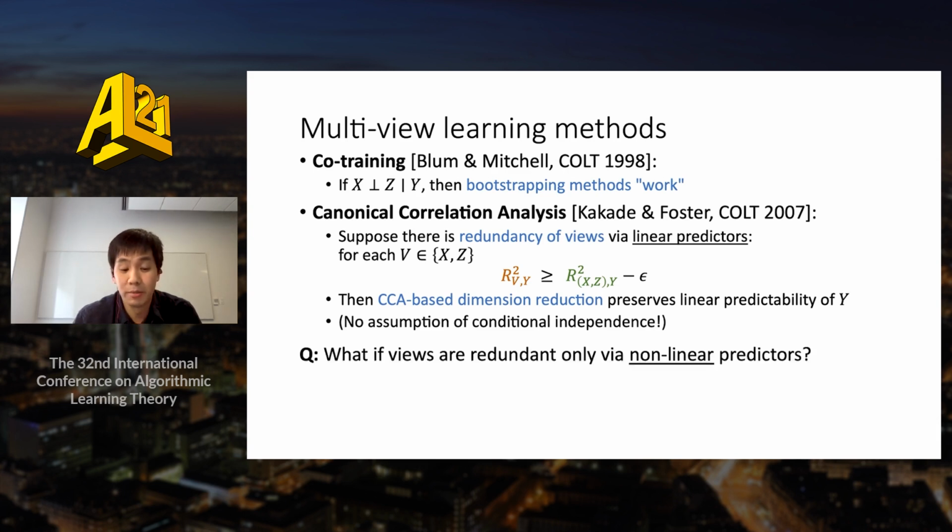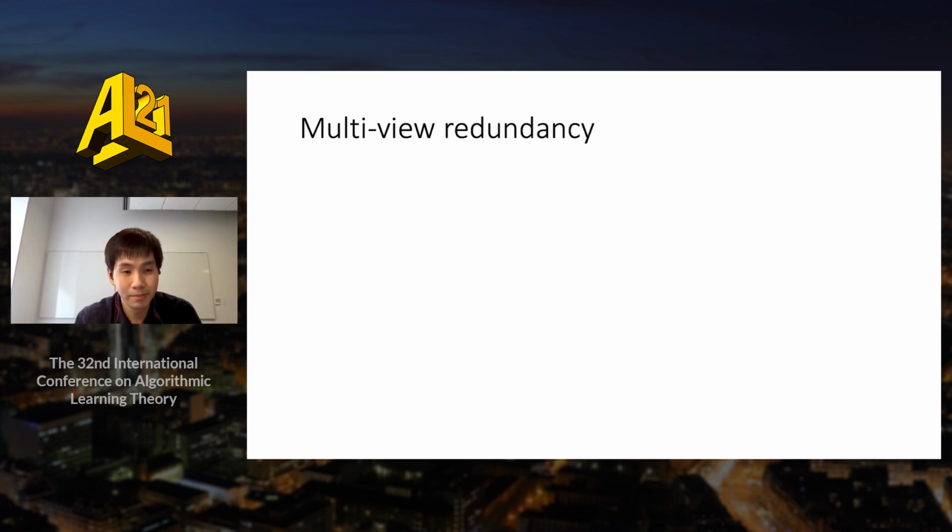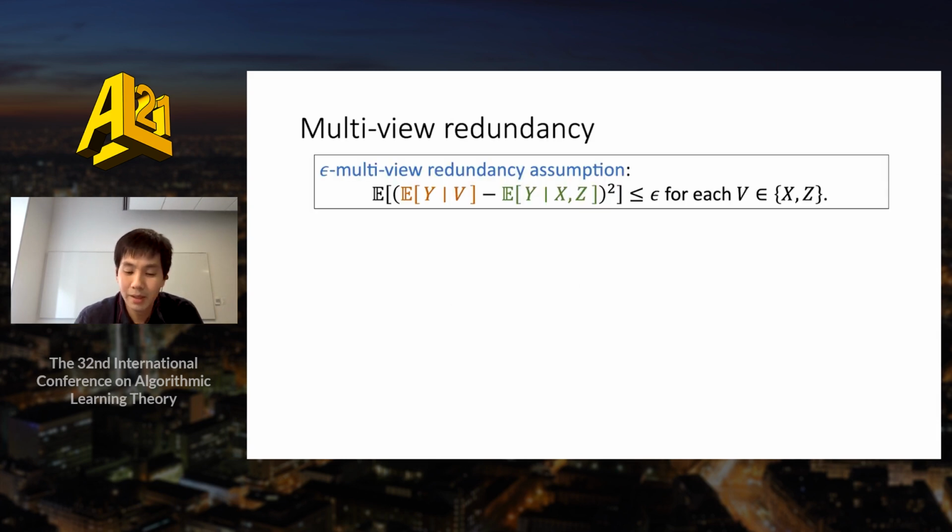We take inspiration from this work and ask what can be done if the two views are redundant but only via nonlinear predictors. So instead of using CCA to derive a feature map, we'll use contrastive learning. Now, finally, here's the formal definition of epsilon multi-view redundancy. It says that the best possibly nonlinear predictor of Y based on a single view should have mean squared error only epsilon more than that of the best predictor of Y based on both views.